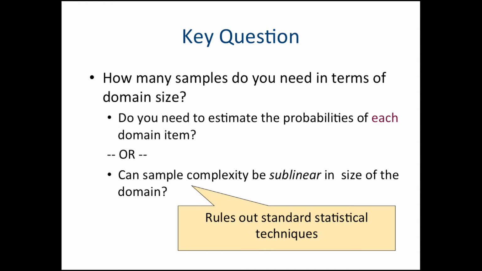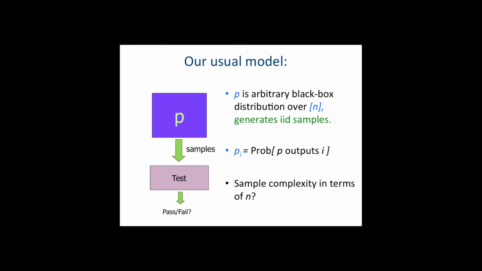And this, of course, rules out standard statistical techniques. Here it would be the normal model or the typical model. You've got some distribution, you know nothing about it. It's essentially a black box. What you're allowed to do is press a button and then you get a sample. That's it. You press a button, you get a sample. You press a button again, you get another sample. And this is some distribution over a domain. Let me just call it the numbers 1 through n right now, but it could be any domain. It could be a domain that has some sort of metric associated with it. It could just be arbitrary names.